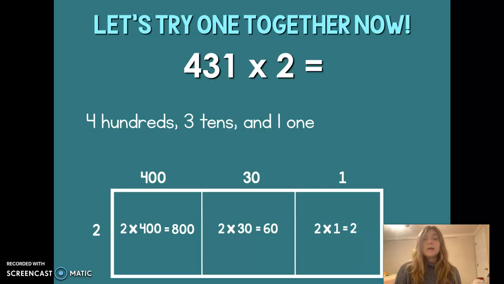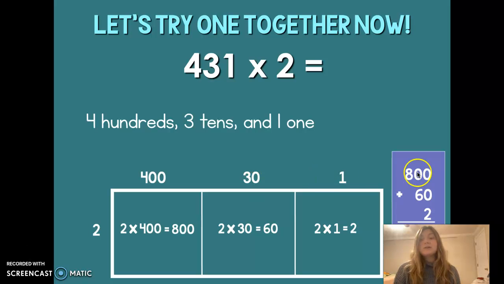Now my last step is to add all of these numbers together. So that means that I need to add 800 plus 60 plus 2. When I add all of these digits together, 0 plus 0 plus 2 is 2, 0 plus 6 is 6, and 8 plus nothing is 8. So that means that my final answer is 862.